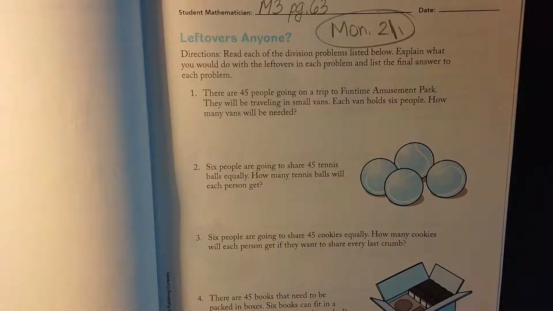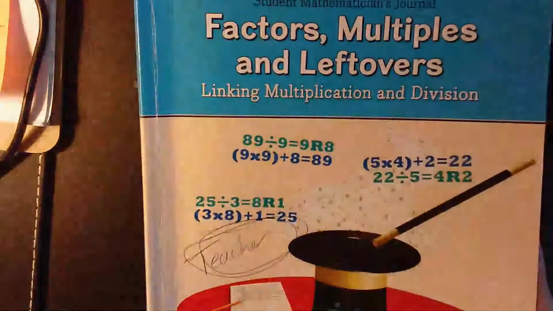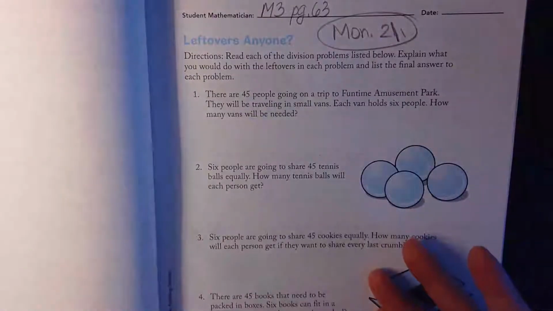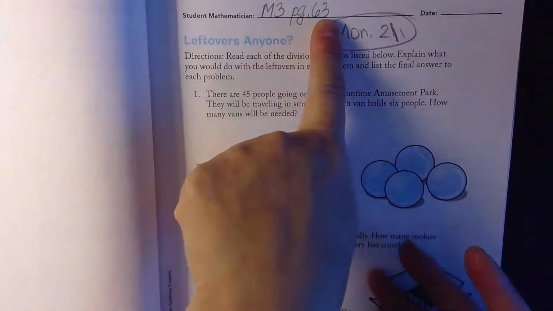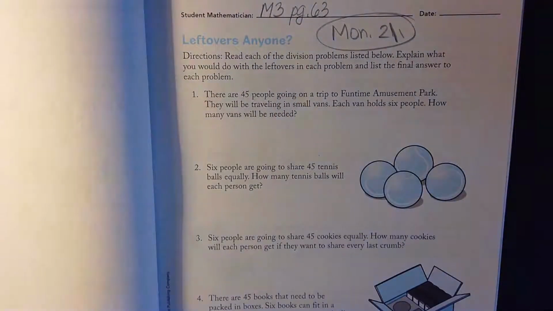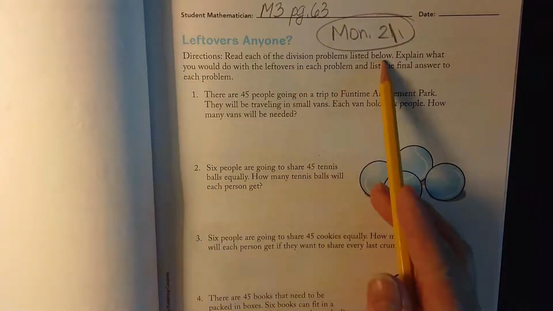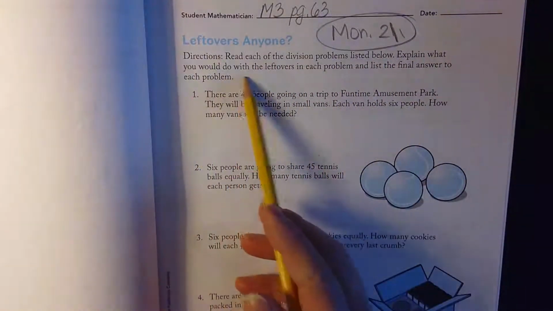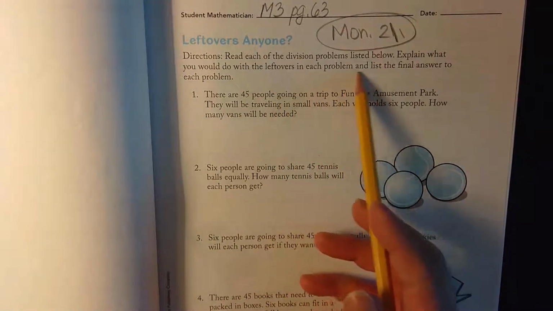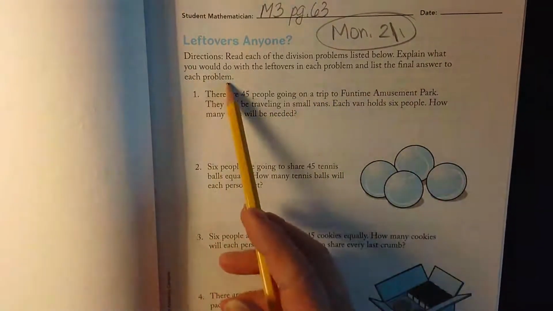All right, friends, today we are looking in our M3 booklet on page 63, okay? The activity that we're going to be completing today is called Leftovers, anyone? Here are our directions. Read each of the division problems listed below. Explain what you would do with the leftovers in each problem and list the final answer to each problem.